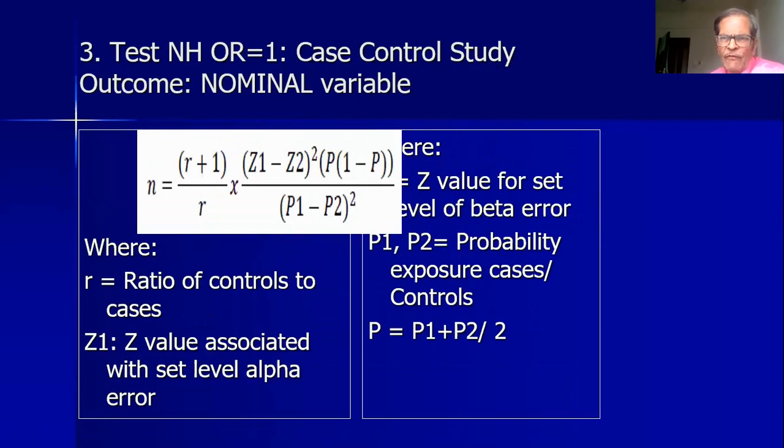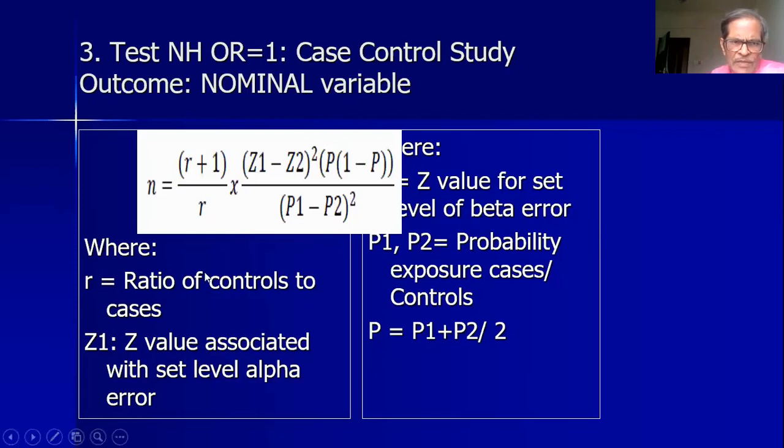This is an example of a case control study. Here the null hypothesis is that OR is equal to 1, that means the proposed X factor is not a risk factor for the disease. That is the null hypothesis. It's a case control study, and the outcome is a nominal variable: the person suffers from the disease or does not suffer from the disease.